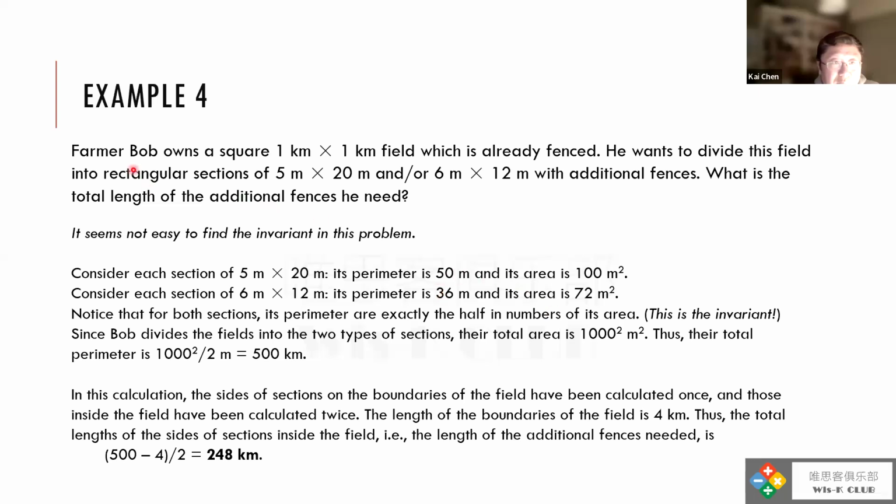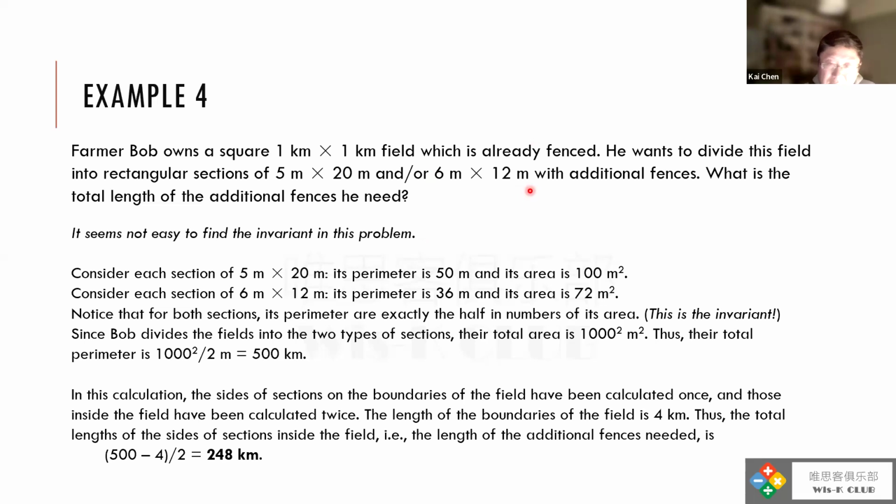So farmer Bob has a square field of 1 kilometer times 1 kilometer. And of course, the outer boundary is already fenced. He wants to divide the field into rectangular sections, 5 meters times 20 meters, or 6 meters times 12 meters. And of course, he needs some additional fences inside.